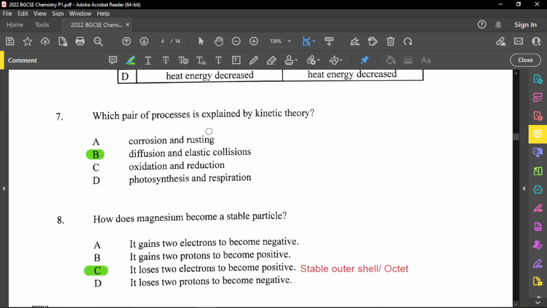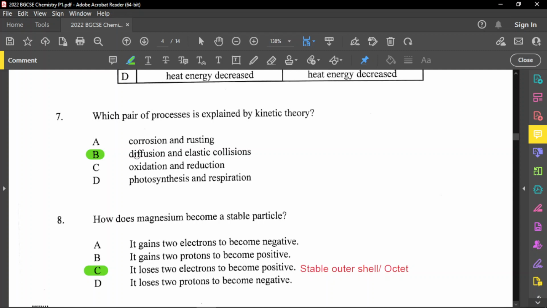Question number 7 is which pair of processes is explained by the kinetic theory, which I just talked about up top. And if you look at the options, in terms of movement of substances, corrosion and rusting is not explaining kinetic theory because, again, kinetic refers to movement. And once you're going to move, you need some form of energy to cause that movement. So diffusion of particles and collision, and this one is saying elastic collision, which means they will collide and then move apart from each other.